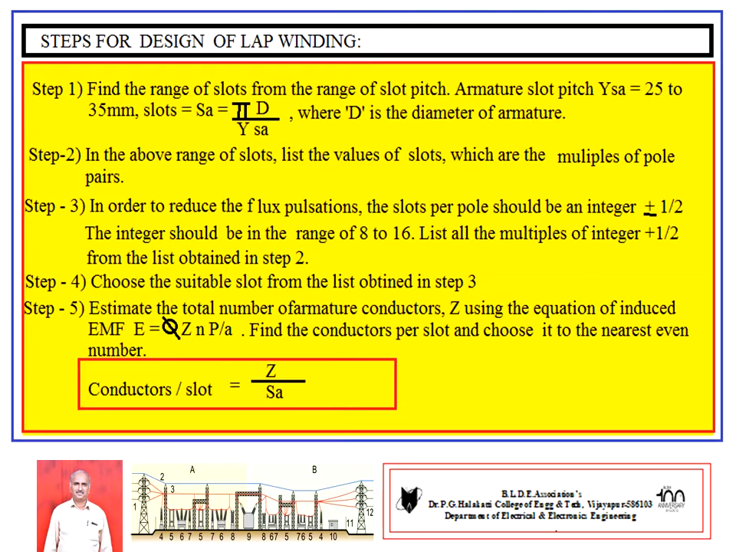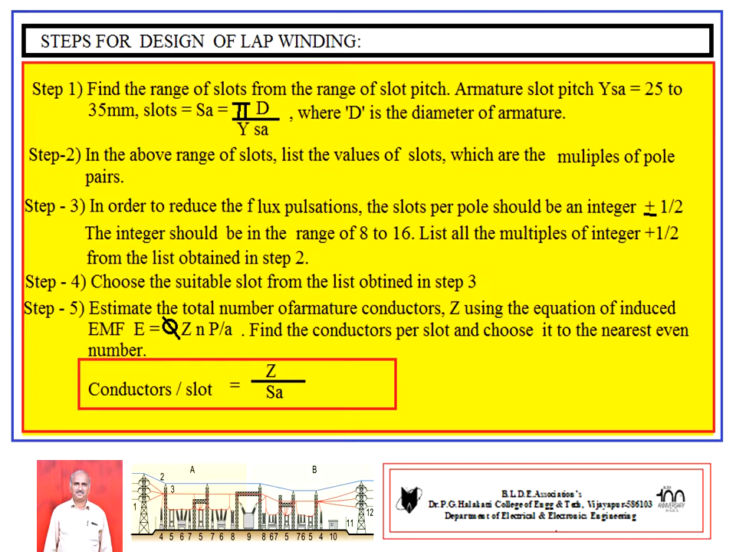Step number 3, in order to reduce the flux pulsation, the slots per pole should be an integer plus or minus half. The integer should be in the range of 8 to 16. List all the multiples of integer plus half from the list obtained in step number 2. Step number 4, choose the suitable slot from the list obtained in step number 3.